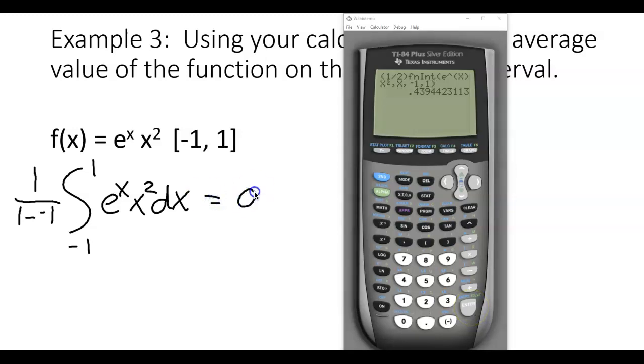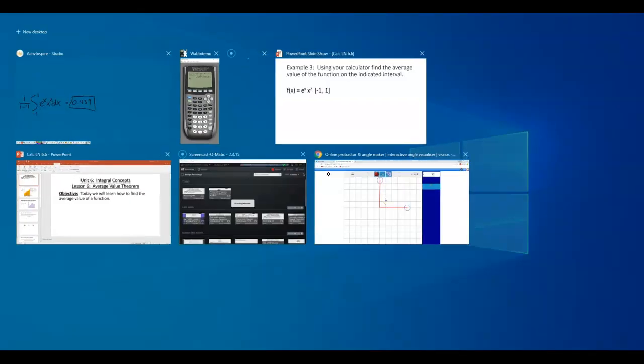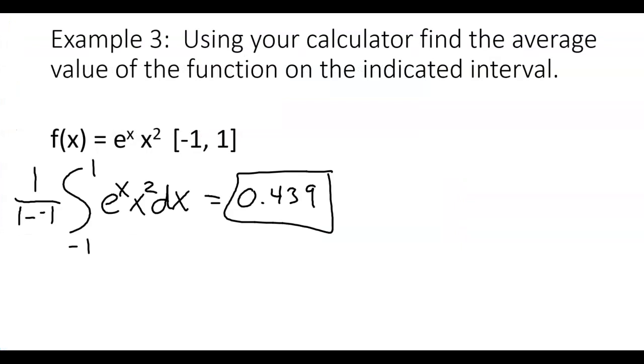So it does it for you, but you do have to at least show your setup. You do at least have to show your setup whenever you do your work.